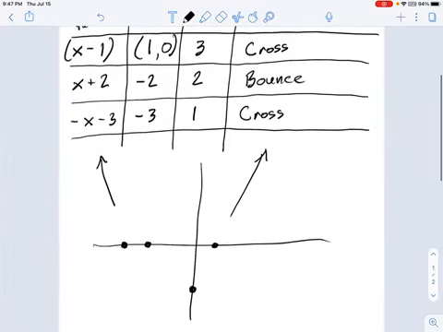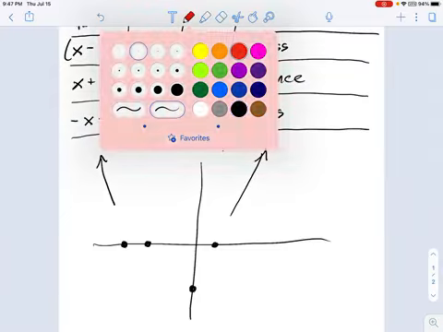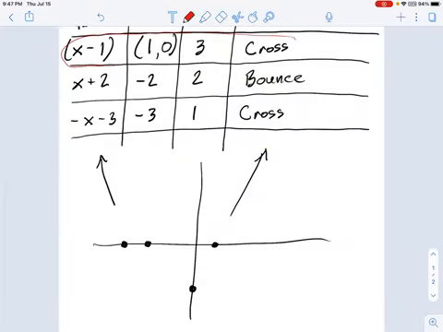So the first x-intercept, or the first one in my table, I should say, is right here. And it says I should cross the x-axis at x equals 1. So down we go. We cross right through it. I'm going to hit that y-intercept right there. And let's go to the next x-intercept, which I'm told is at negative 2, and it's a bounce. Okay, so we're going to negative 2, and I'm going to bounce off of it. And then I go over to negative 3, right here, where there's another cross.